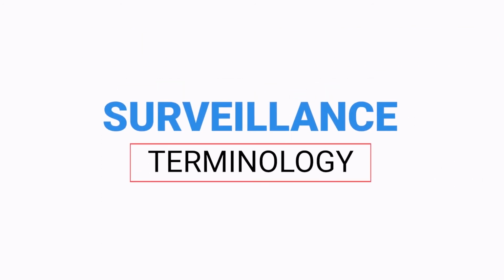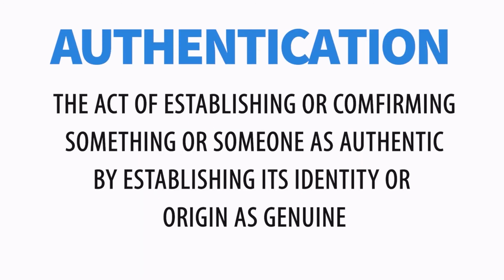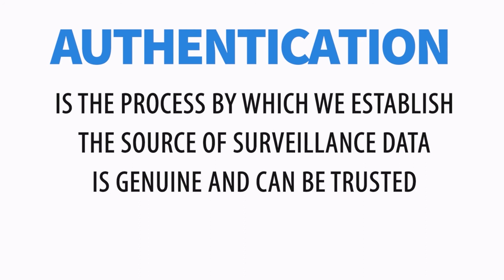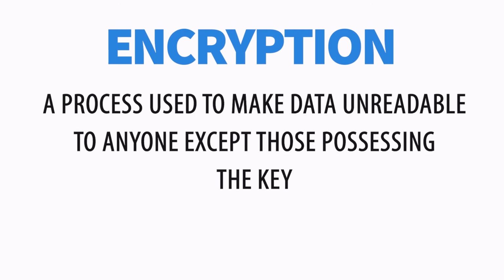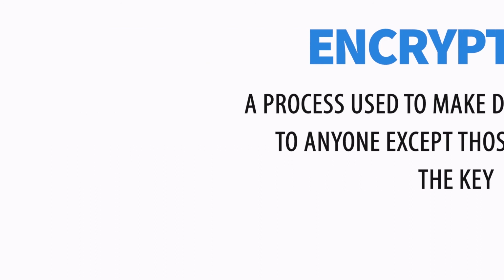Let's talk about some terminology that is used with surveillance. Authentication is the act of establishing or confirming something or someone as authentic by establishing its identity or origin as genuine. Authentication is the process by which we establish the source of surveillance data is genuine and that it can be trusted. This prevents an adversary from spoofing the data. Encryption is the process used to make data unreadable to anyone except those possessing the key. This prevents third parties from monitoring the data without approval.